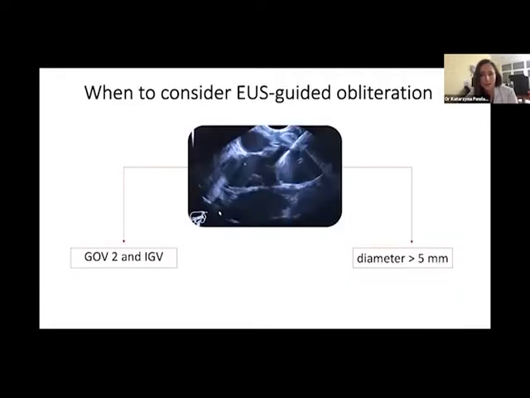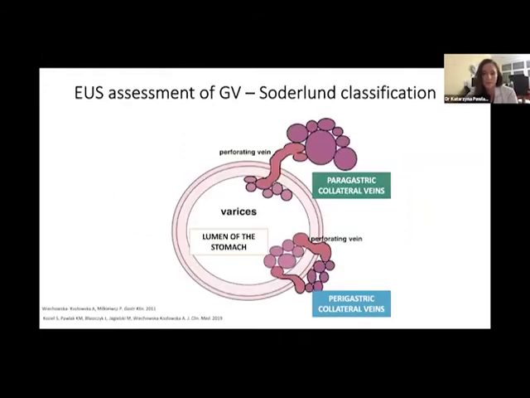Before we start, we should also consider the type, as I mentioned before, and the diameter, generally 5 millimeters, but it is best to perform the procedure when the gastric varices size is greater than 10 millimeters, or about one centimeter. And also the EUS assessment of gastric varices. We're looking at the Sarin classification, and here you can see the types of pathological vessels, like superficial gastric varices. It is very good to assess the perforating veins, which are connected with the perigastric collateral veins, but also with the paragastric collateral veins.